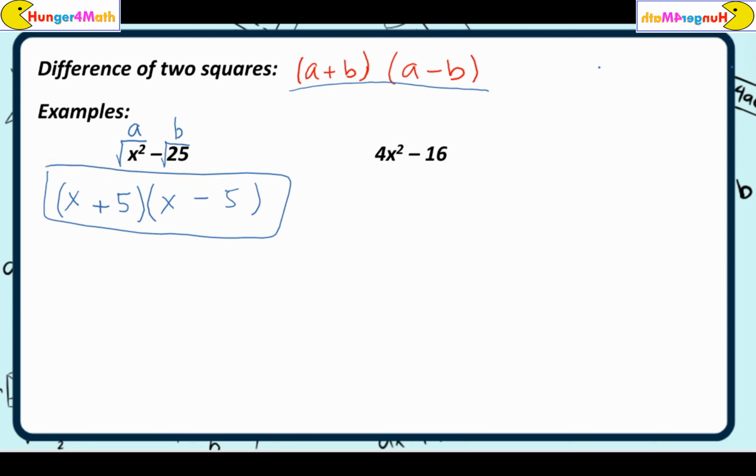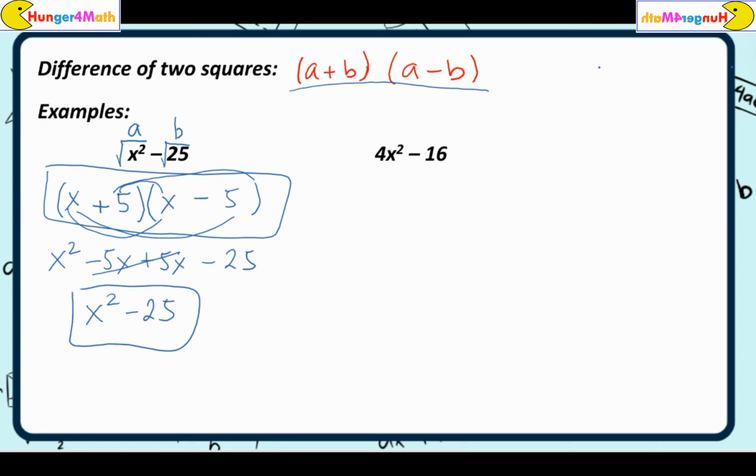To double check, x times x is x squared. Then x times negative 5 is negative 5x. Then 5 times x is plus 5x. And 5 times negative 5 is negative 25. Then as you can see here, the middle part will be 0. And the answer will be x squared minus 25, which is the same as our expression right here.